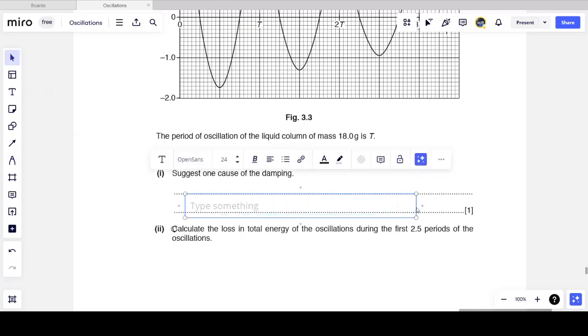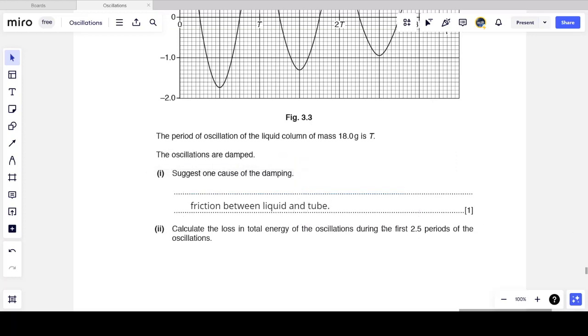So like I stated before, there could be friction, viscous drag, air resistance, whatever. Well, air resistance not so much, but the simplest thing to think of in the heat of the moment is the friction between the liquid and the tube. So there's viscous drag, there's friction in the liquid itself, but simply the friction between the liquid and the tube is good enough because they only asked us for one cause of the damping.